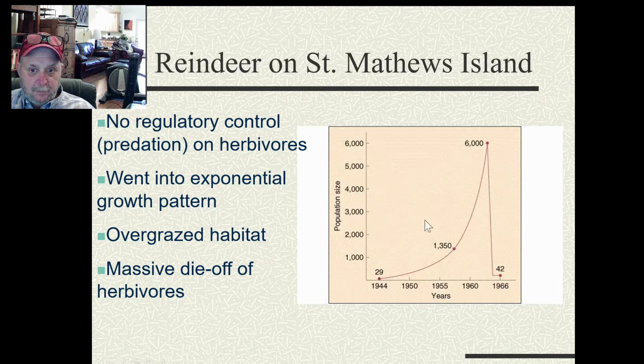Now here's a representation of a real population in J-shape. Reindeer or caribou were moved onto St. Matthew's Island, which is right off the coast of Alaska. They moved 29 of them there in 1944. The population went along slowly for about 10 or 11 years, and then it reached a size that it just exploded. It went up to 6,000 animals in less than 10 years. And then they literally had nothing to eat, and they died. They starved themselves out, so there were only 42 left.